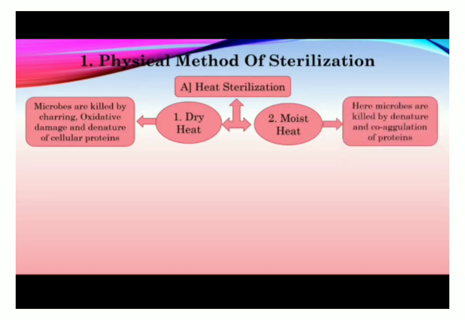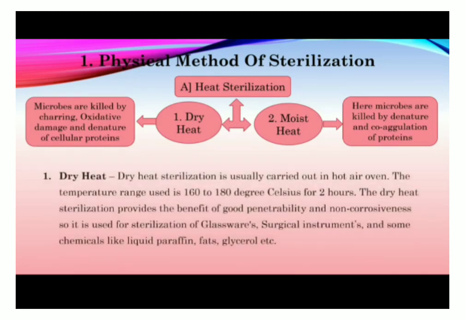In the case of moist heat, microorganisms are killed by denaturing and coagulation of proteins. Now because of moist heat, what happens? Proteins which are present in those microorganisms get coagulated, due to which the microbes get killed. Now the first one is dry heat.